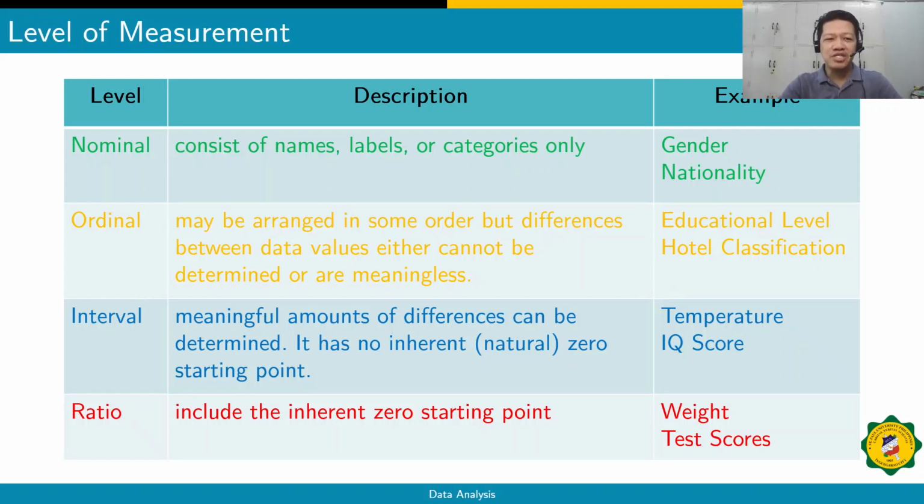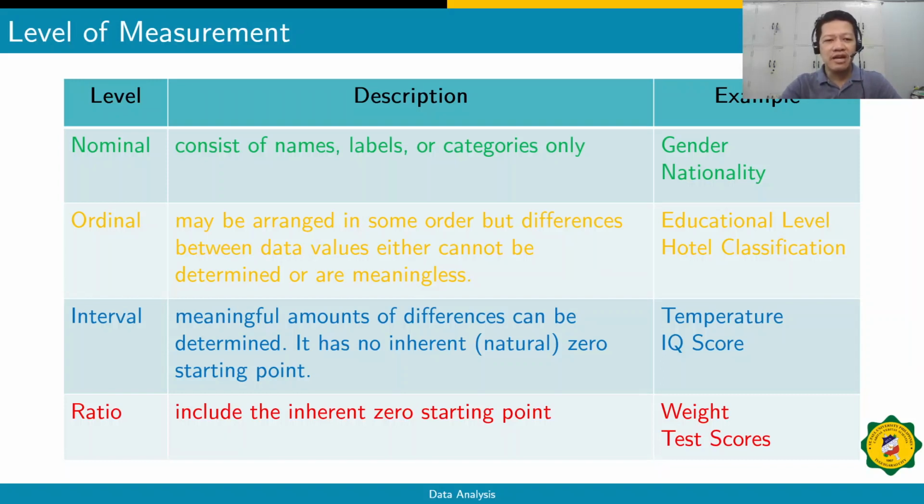For the levels of measurement, we have four. We have nominal, ordinal, interval, and ratio. When we say nominal, it consists of names, labels, or categories. Examples are gender and nationality. Ordinal comes from the word order or rank. Differences between data values either cannot be determined or are meaningless. Examples are educational level and hotel classification.